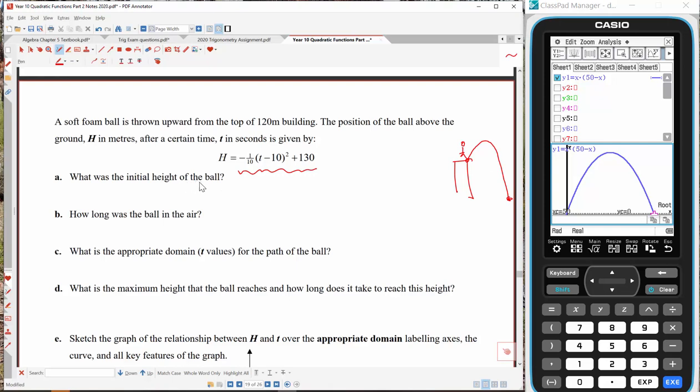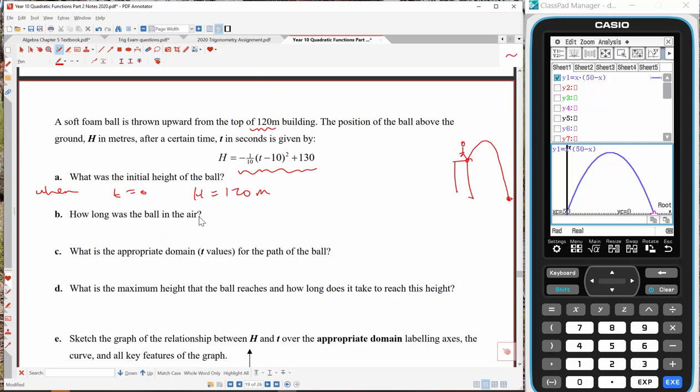What's the initial height of the ball? That occurs when t is equal to 0. So when time is equal to 0, we get the initial height. That's going to be negative 10 squared, which is 100. 100 multiplied by 1/10 is 10. That gets negated, negative 10 plus that. So when t is equal to 0, h is equal to 120. And that is going to be meters. Now, of course, that makes sense with the context of the question because the ball is thrown from the top of the building, which is 120 meters off the ground.